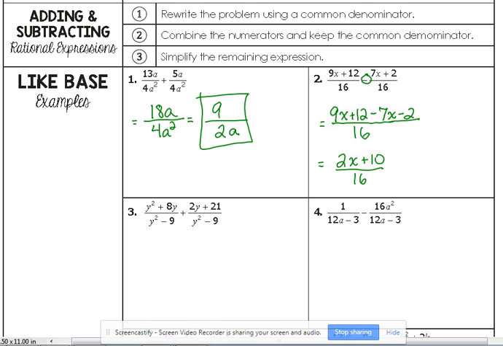I can simplify this one because what can I factor in the numerator? I can factor out a GCF of 2. And then I can simplify the 2/16 to leave me with 8 in the denominator. So I've got x plus 5 over 8.